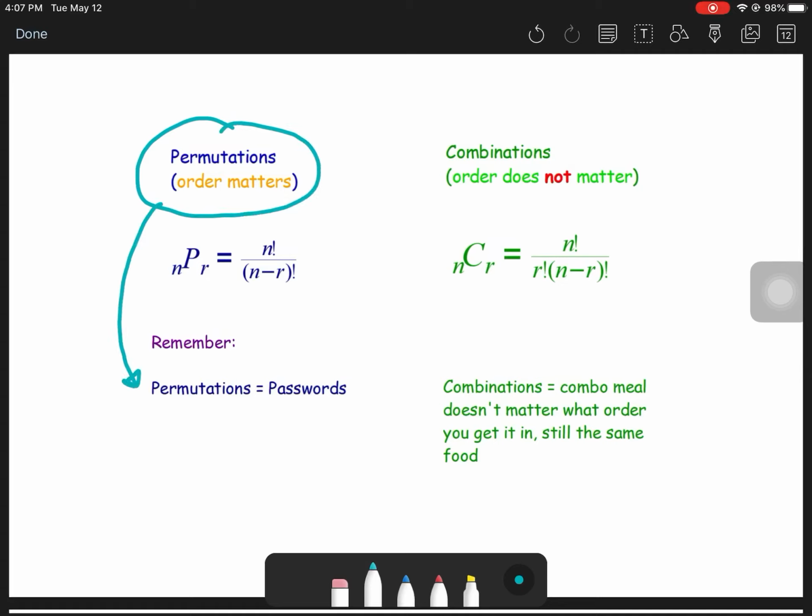Permutation is like a password. So if you think they both start with P, permutation and password, the order matters.